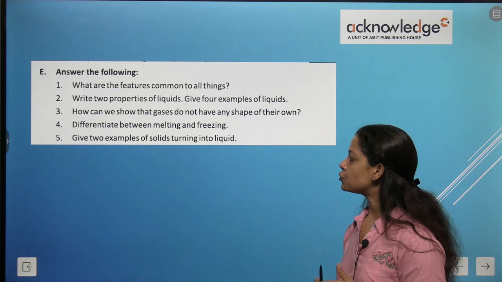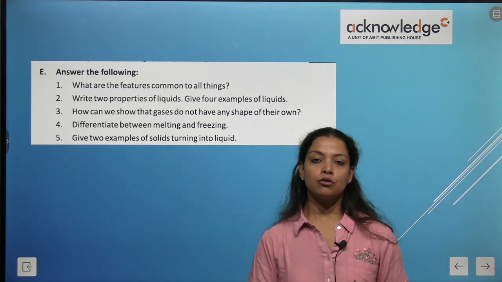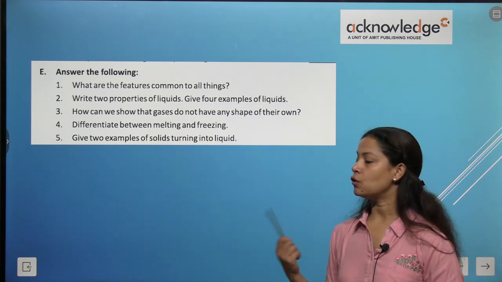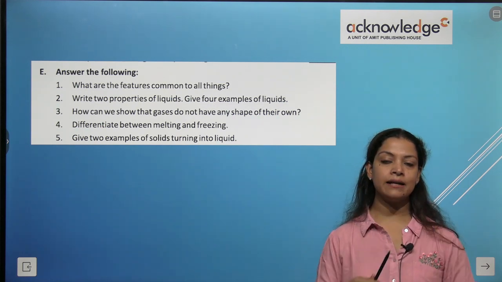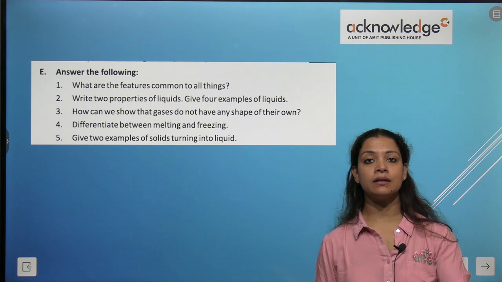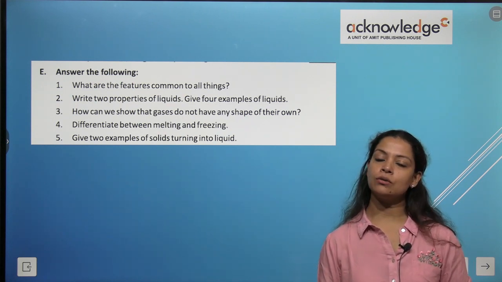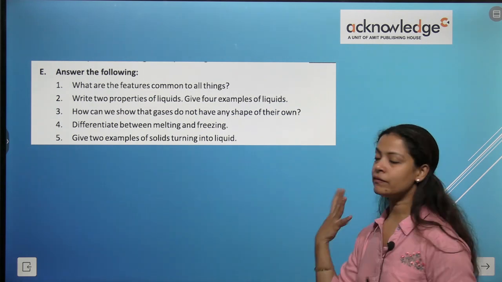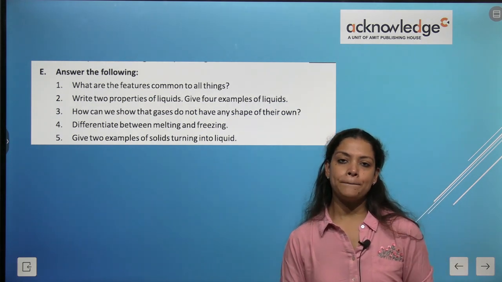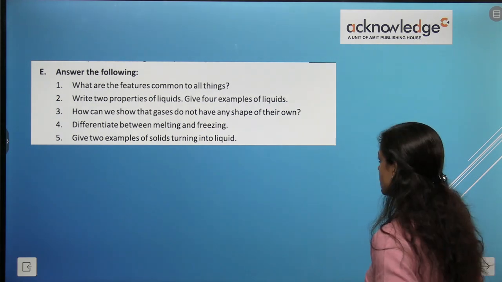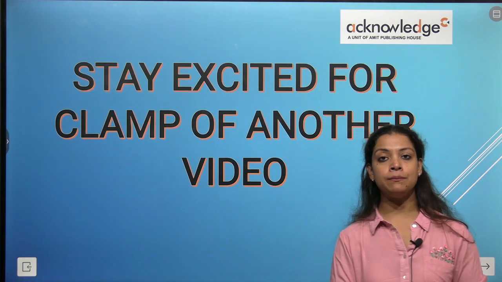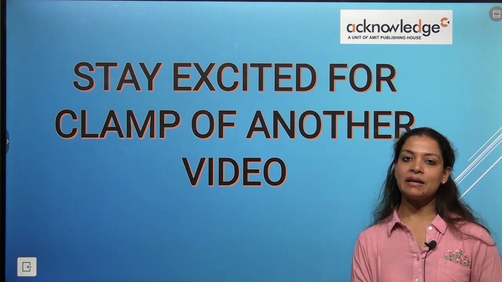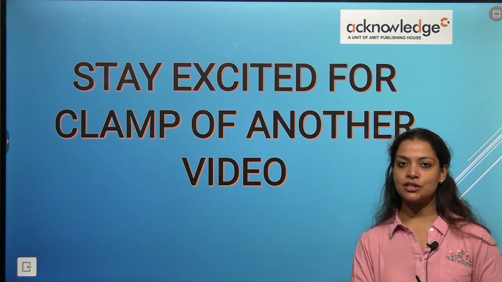Give 2 examples of solid turning into liquid. So you can give the example of an ice cube turning into water, and also a candle melting, or butter when put on a hot paratha, it turns into liquid. So these were a few basic things which we come across in our day-to-day life, which help us in understanding solids, liquids and gases. But my dear students, study the chapter, learn the chapter.